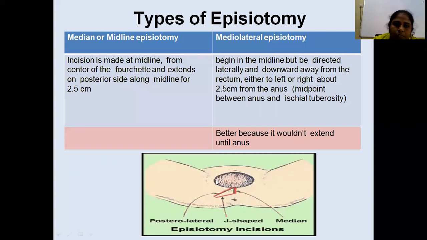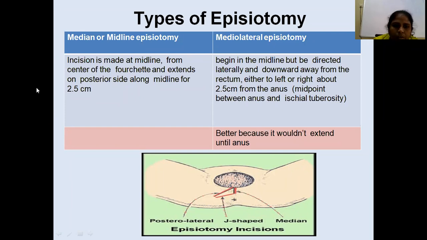Episiotomy, there are two types. See, midline means you cut from here to here. You cut from the starting. This is the anal sphincter. You don't go to the anal sphincter. You cut it vertically. Mediolateral means this is right mediolateral, this is left. The mother's left side is this. If you cut like this, it is left mediolateral episiotomy. If you cut like this, right mediolateral. If you cut like this, it is J-shaped.